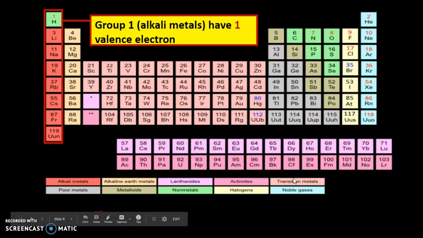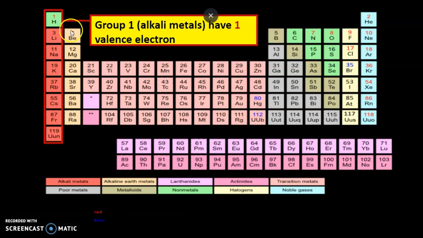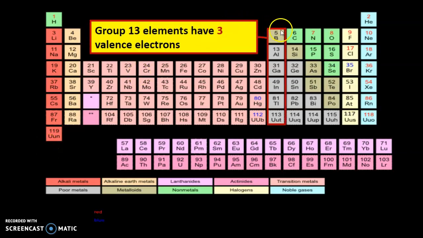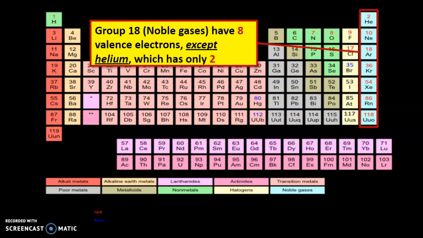You should have already put in your periodic table that group 1 here, all of them will have 1 valence electron, group 2 have 2, then you go here to group 13 or 3A, which has 3 valence electrons, 4 in group 4A, 15 has 5, group 16 has 6, 17 has 7, and the noble gases are going to have 8 except for helium.